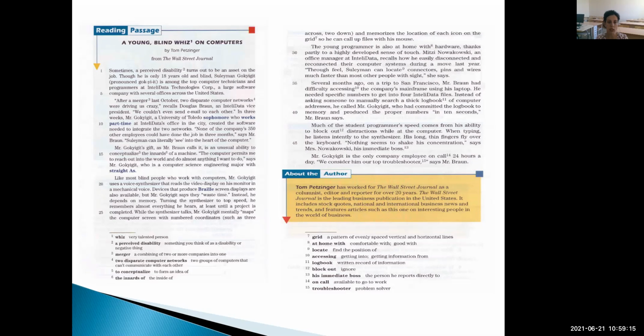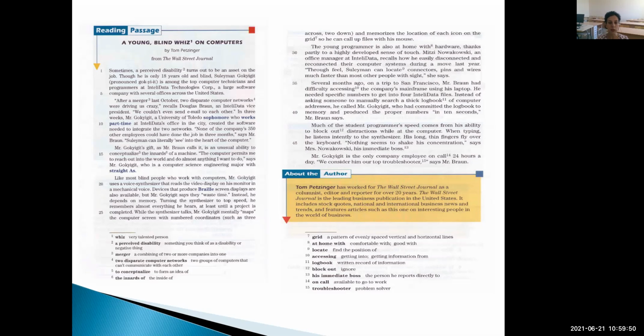In 3 weeks, Gokit, a University of Toledo sophomore who worked part-time in Intellidata's office in the city, created the software needed to integrate the 2 networks. None of the company's 350 other employees could have done the job in 3 months, says Mr. Brown. Suleiman can literally see into the heart of the computer. Mr. Gokit's gift, as Mr. Brown calls it, is an unusual ability to conceptualize the innards of a machine.